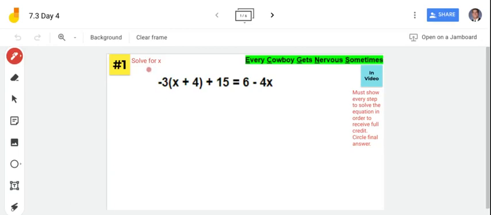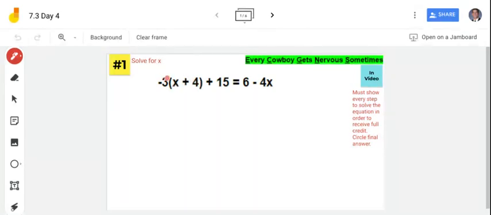Okay, number one, I want to solve this equation for x. So I'm going to follow the 5 steps to solve equations. Step 1, the E on "every" reminds me to eliminate the parentheses. So to do that, I'm going to use the distributive property. So I'm going to distribute the -3 to the x and the 4 because those terms are inside the parentheses.